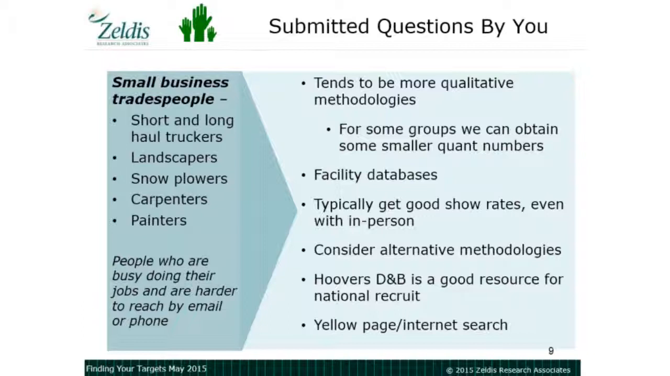But for some of the groups, depending on what type of industry you're looking for and how narrow or broad your other criteria are, we can get some smaller quant numbers, probably in the neighborhood of 20 to 30, although for some groups you might be able to get as many as 50, 60, somewhere in that neighborhood. But again, it's going to depend on what the other criteria are, how many you can get. But we have done that. We have reached some of those folks on panels.